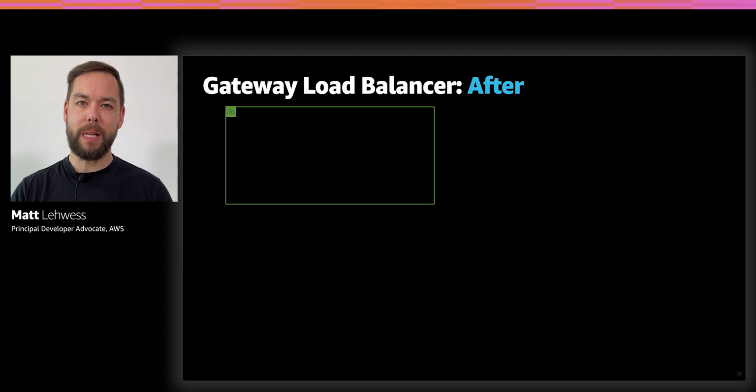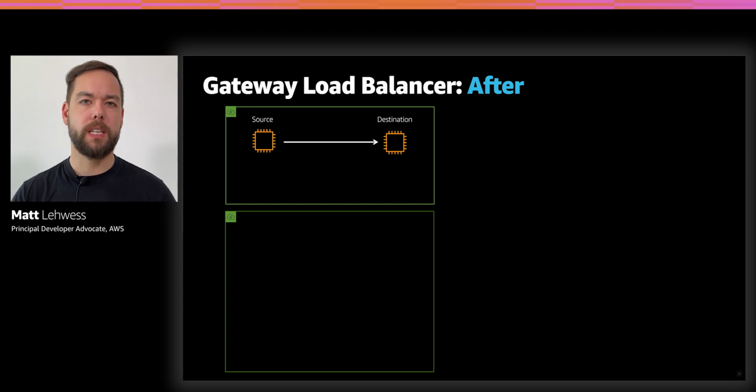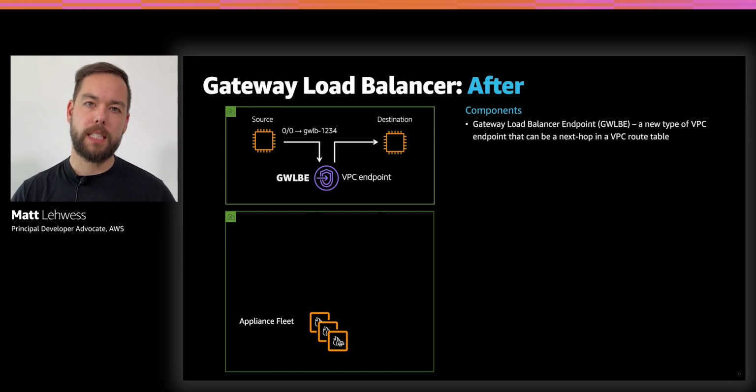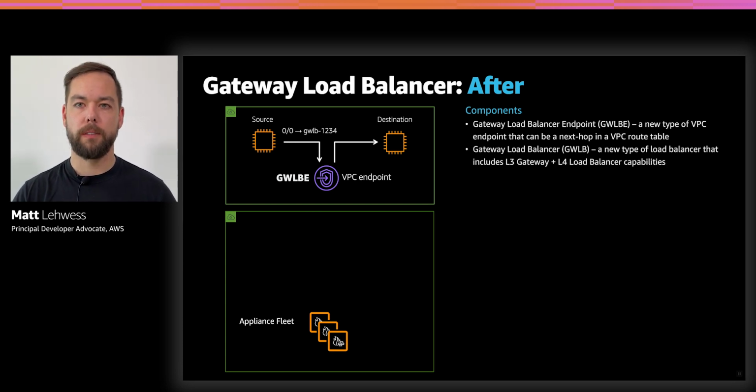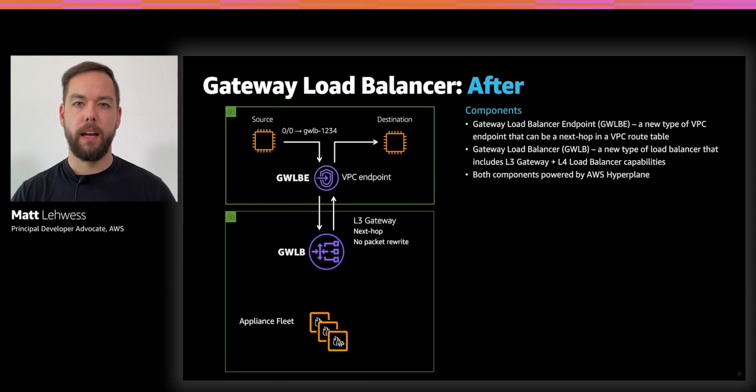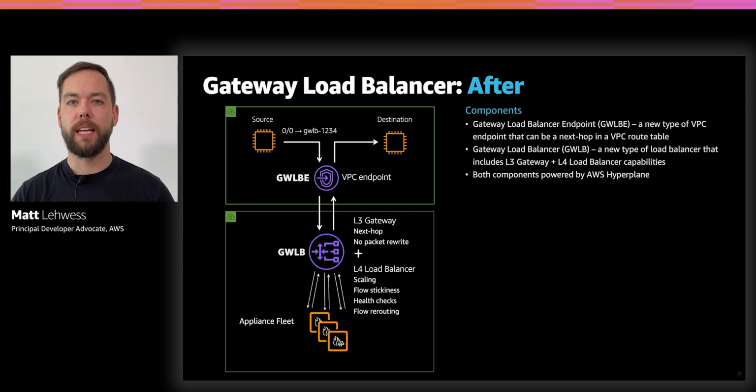Okay, so let's talk about Gateway Load Balancer, and now after we've deployed Gateway Load Balancer. What we've got here is a source and a destination in a VPC, appliance fleet in another VPC, and then we've got our Gateway Load Balancer endpoint, which is a new component in AWS that you can use. So it's a new type of next hop that you can configure for your routing, and instead of the traffic going directly to that instance, it's going to hit the Gateway Load Balancer endpoint. Gateway Load Balancer, which is a layer 3 plus layer 4 load balancer sitting inside the other VPC.